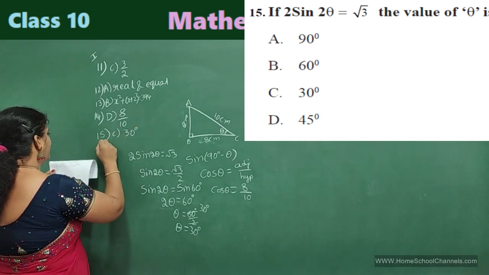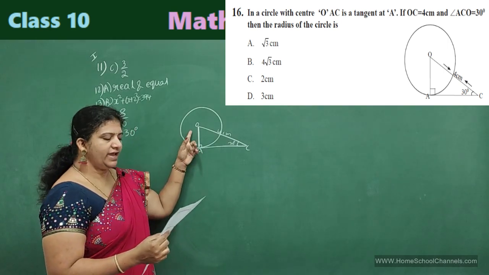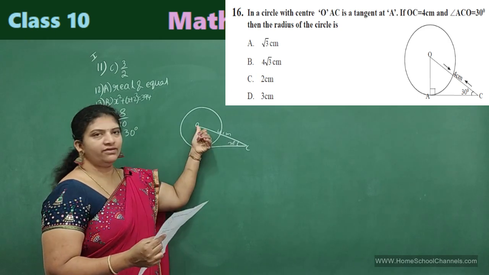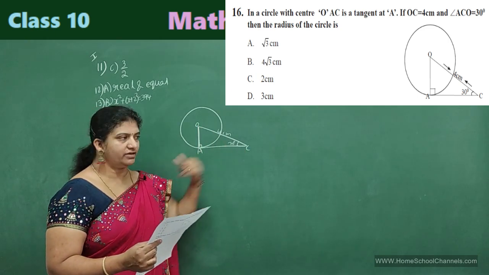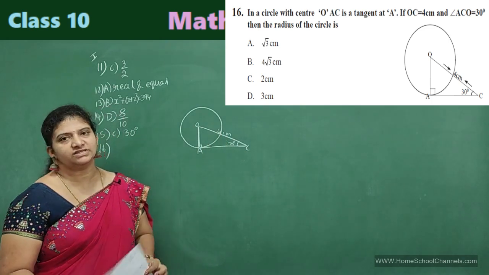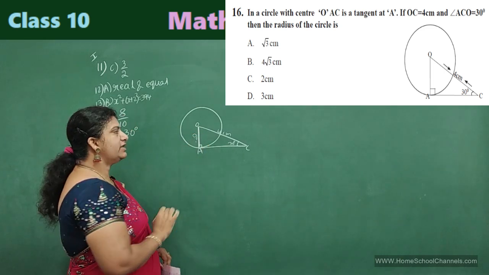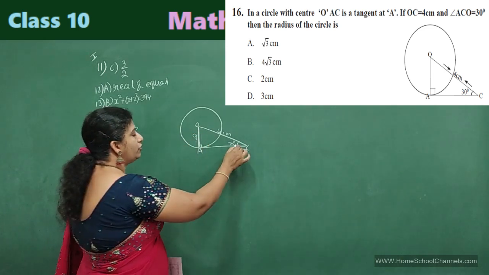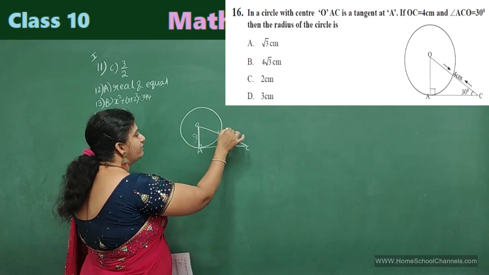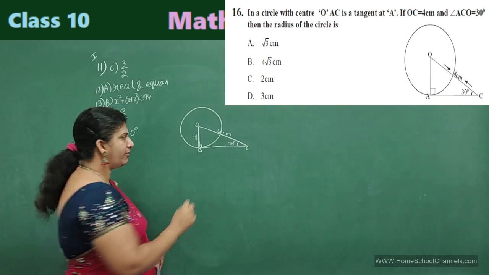30 degree. 16th one: in a circle with center O, AC is a tangent at A. If OC is equal to 4 centimeters and angle ACO is equal to 30 degree, then the radius of the circle is... Radius of the circle means this one. Observe the right triangle here carefully. You know the acute angle value and the opposite side you need to find. We know the hypotenuse. Opposite and hypotenuse, which ratio do you remember?